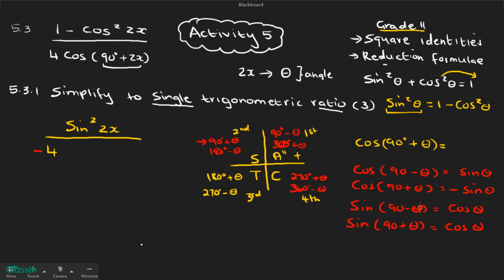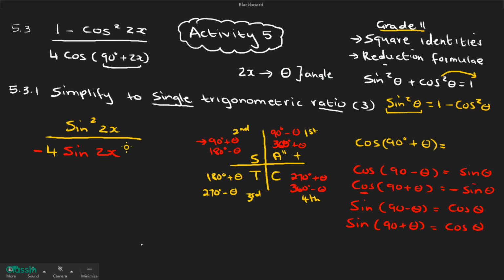So now we check. Do we have 90 plus an angle? Yes, we have 90 plus an angle. So if it's 90 plus an angle, it's cos to sine. But this time the sign is going to be negative. So it means that now we have negative 4 sine of 2x.